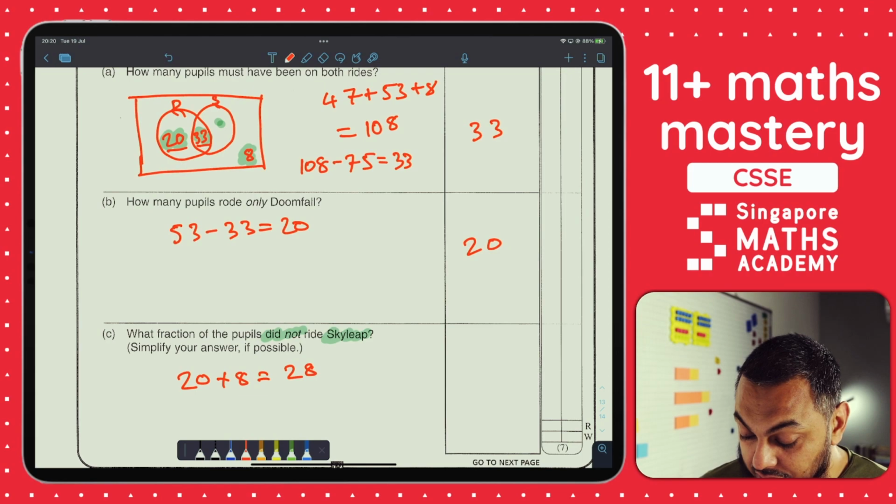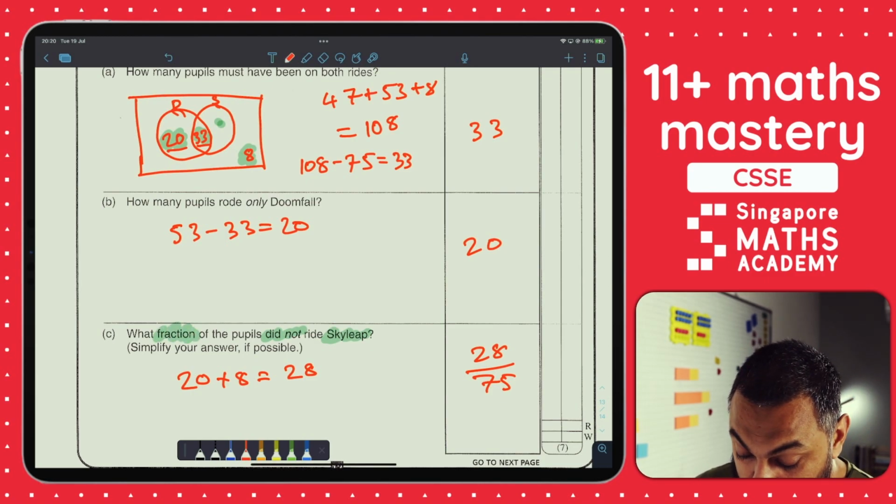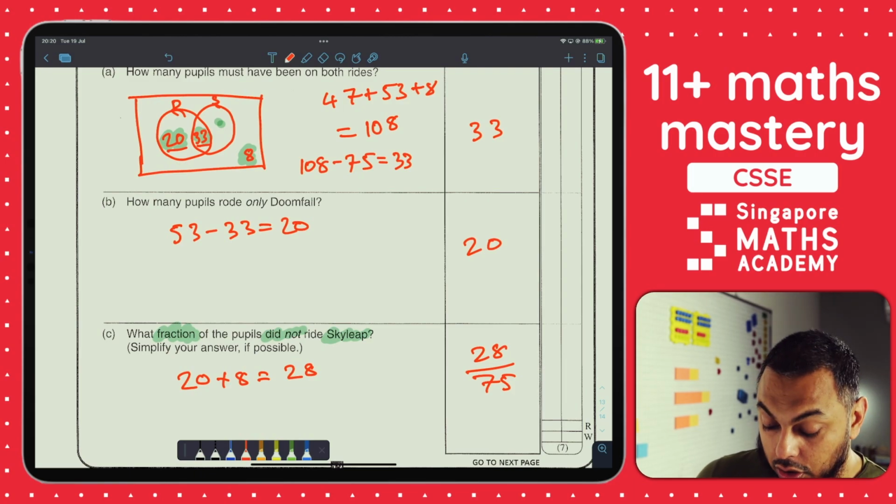28 out of 75, as a fraction, because remember, if the question says fraction, you've got to give a fraction. 28 out of 75 did not go on to Skyleap.